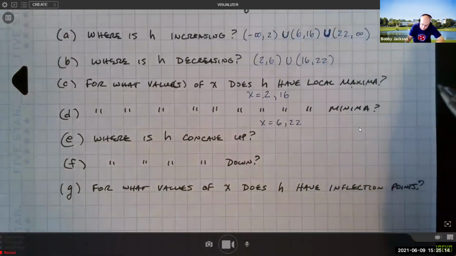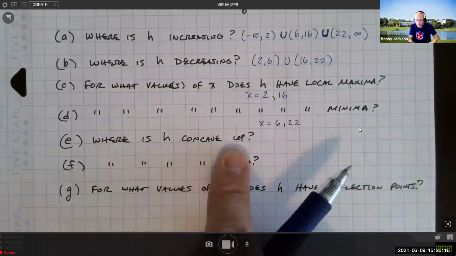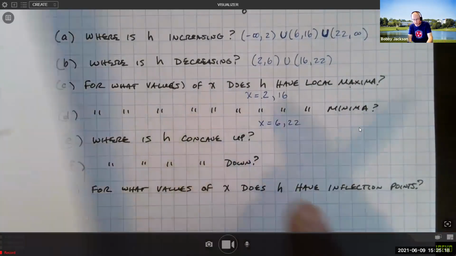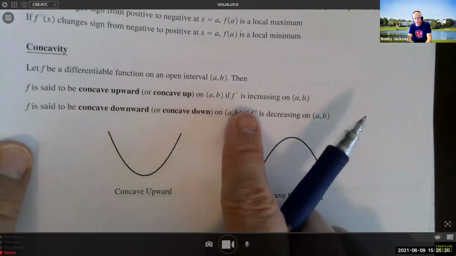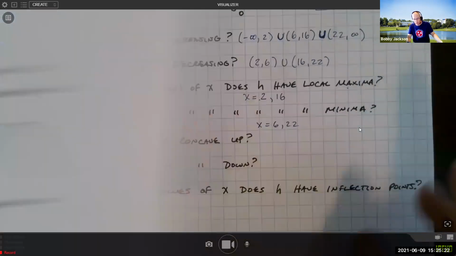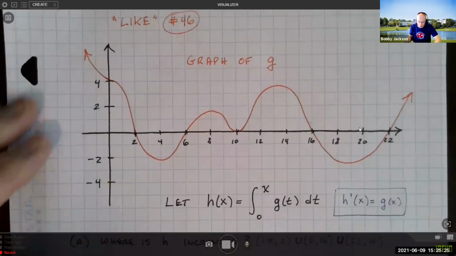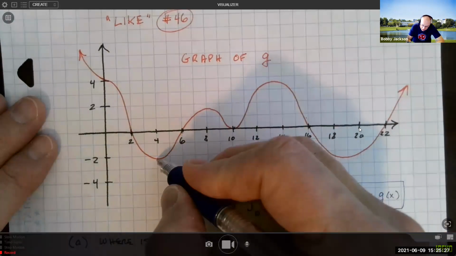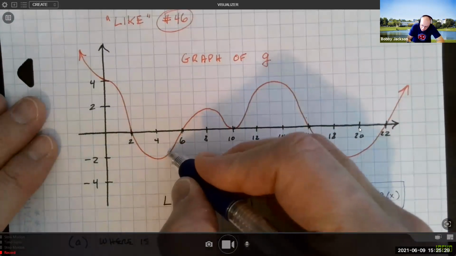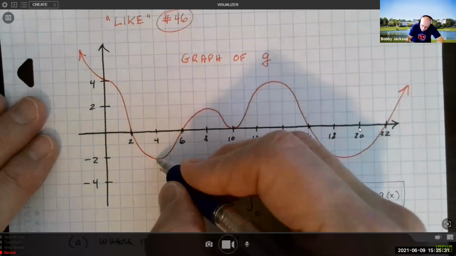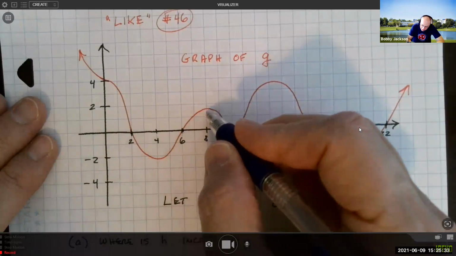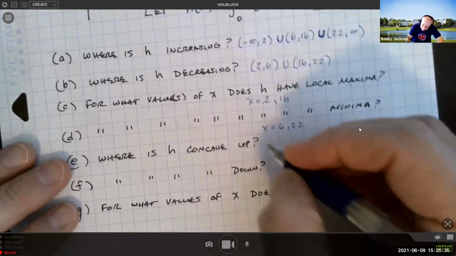Now, where's h concave up? Remember we talked about that. h is concave up when the derivative is increasing. So this is our derivative graph, where are we increasing? Well, we're increasing right here. We start going up, up, up at x equal 4, all the way up to what? x equal 8. So from 4 to 8.